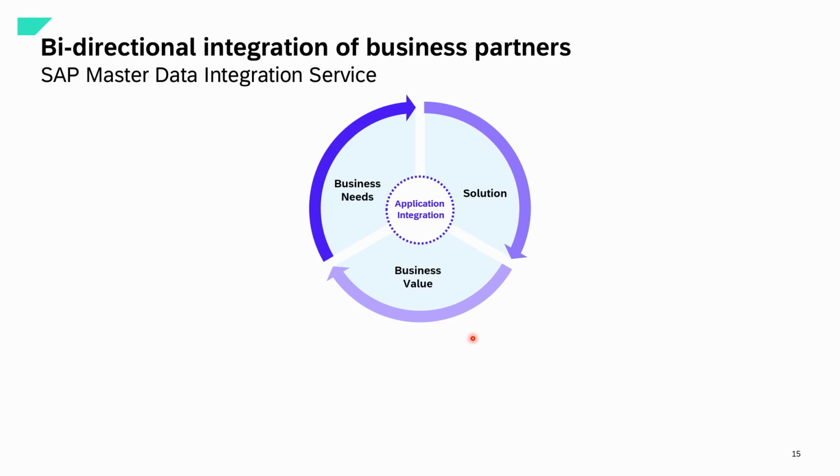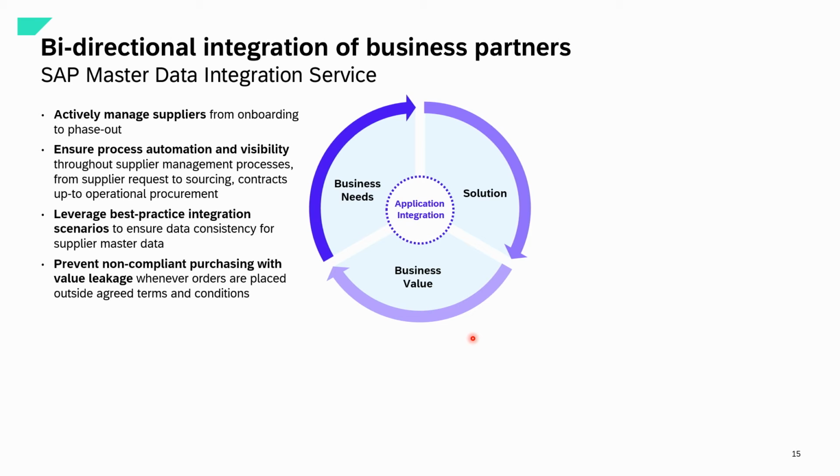Now, let's quickly conclude on the customer project, and obviously everything started with some business needs. The customer came to SAP saying, okay, we want to actively manage suppliers, from onboarding to phase out. We want to make sure the process is fully automated and we have visibility into the flows. We don't want to come up with some custom integration. We expect SAP to provide a best practice integration. And the ultimate business goal was obviously to prevent maverick spend and ensure that you have process compliance in place across the full flow.